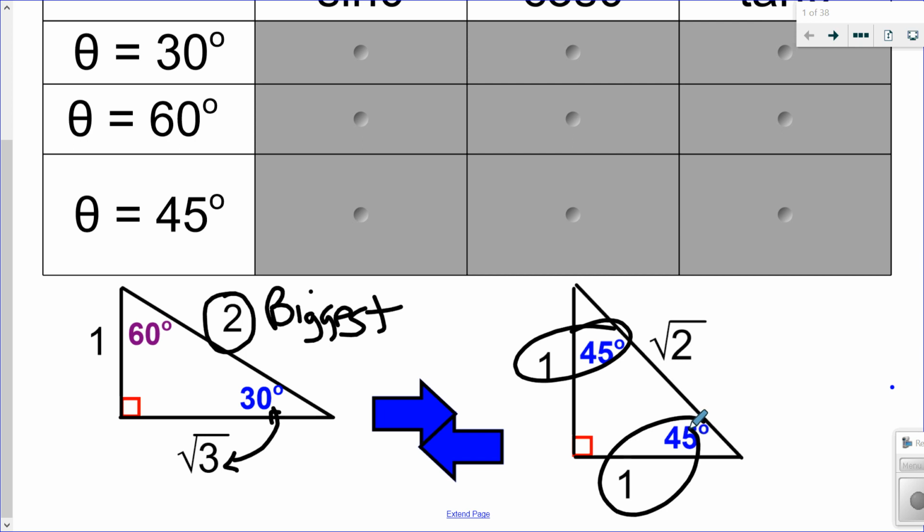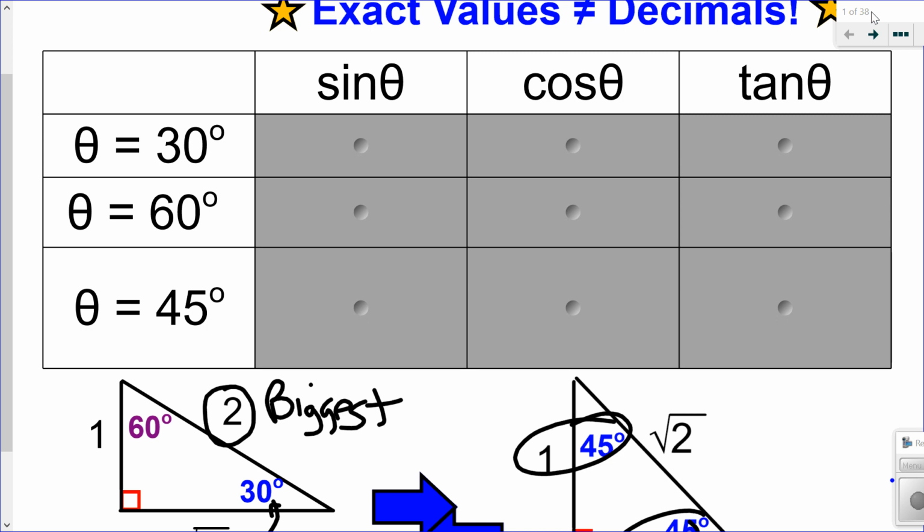So 30, 60, 90 again: 1, 2, root 3. Root 3 and the 30 go side by side. 45, 45, 90 is 1, 1, root 2. The 1's go together because it's an isosceles triangle, and then root 2 is the hypotenuse. Once you have those memorized, then you can do the exact values of everything.